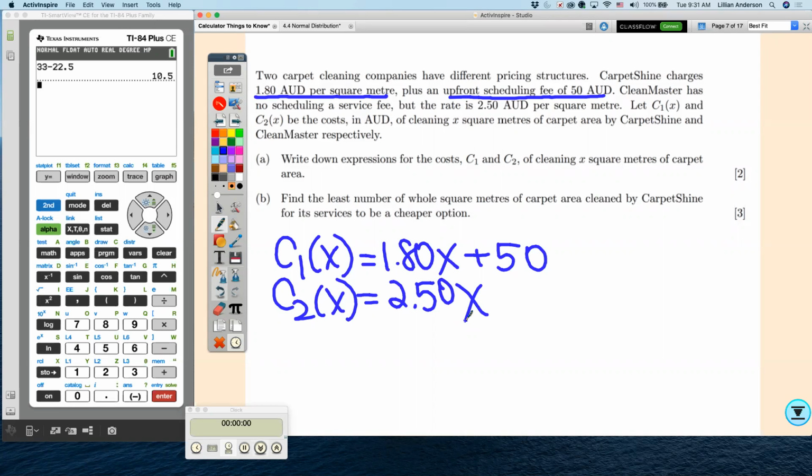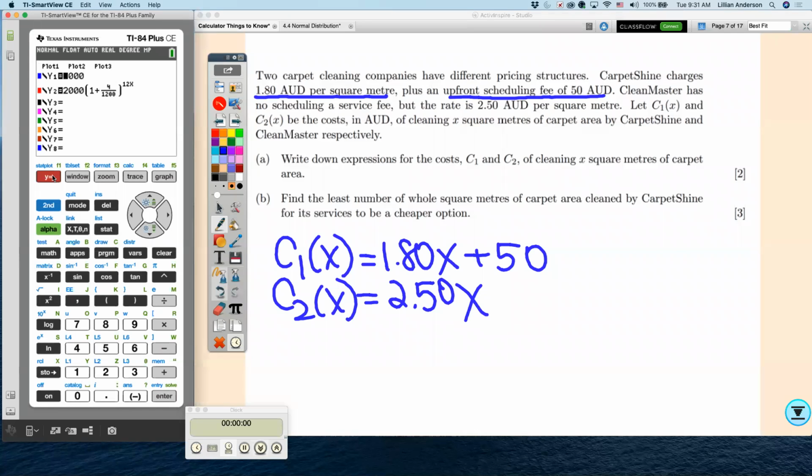Exactly. So I need to graph both functions. I'm going to graph 180x plus 50. That's going to be my blue line. That's the company I am concerned about. 250x is the second company. Now remember, I changed my window for the last one, so I might want to adjust this a tad bit. Otherwise, that's what I'm going to have, and I don't want that.